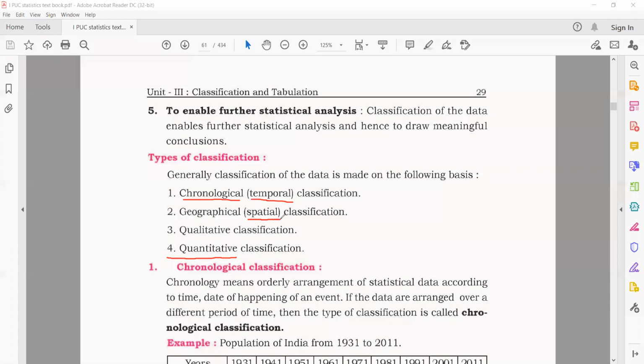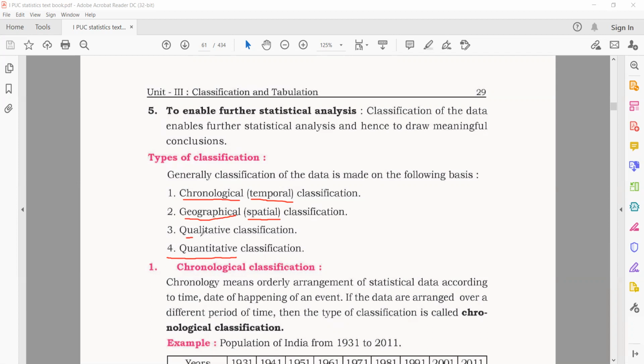Now, similarly, you could group the data based on the geographical location. So population could be grouped into district-wise population, state-wise population, country-wise population. Similarly, number of crimes in Mysore, number of crimes in Bangalore, or within Mysore, locality A, locality B. So you're using the geographical features to classify or to group the data. Then the classification is called geographical classification.